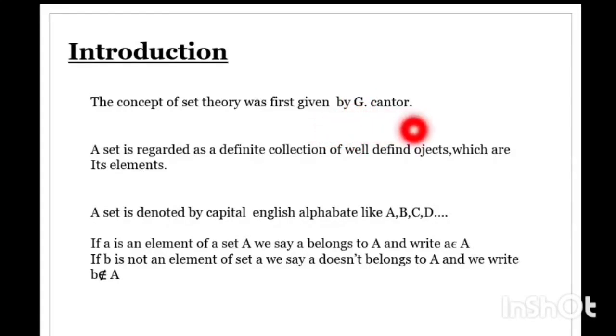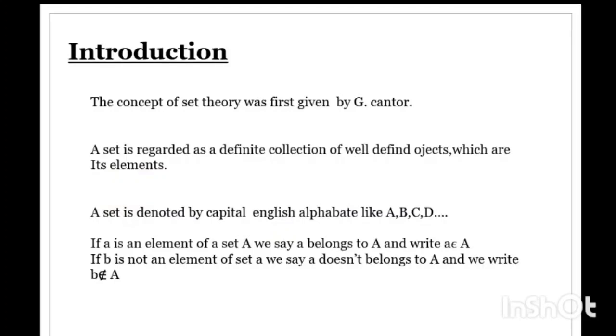In mathematics, the concept of set theory was first proposed by George Cantor. He was a German mathematician. Informally, a set is regarded as a definite collection of well-defined objects. अर्थात गोटे सेट होची किसी well-defined objects collection, and all these objects are called the elements of the set. अर्थात गोटे सेट होची a definite collection of well-defined objects, and all these objects are called the elements of that set.